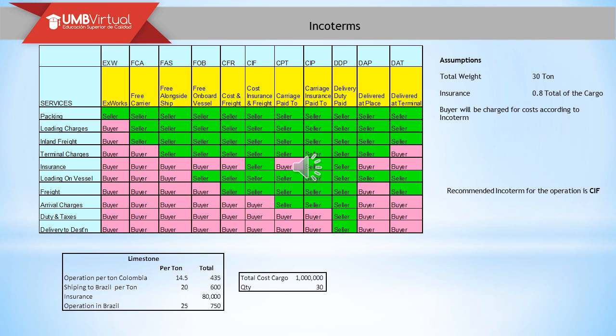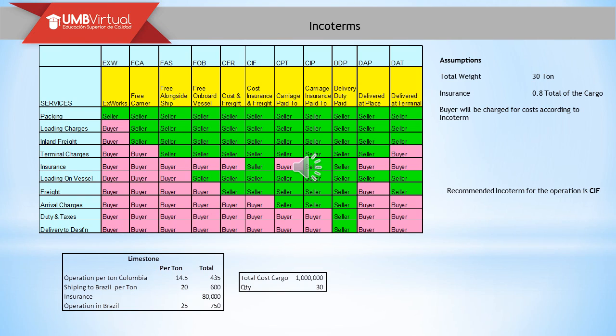And why is that? Because if I am the seller and I'm going to pick an insurance, I'm going to try to do my best in order to protect the cargo. Other responsibilities that we will have under CIF are all the packing, all the lowering charges, as you can see in the table, the inland freight, and the insurance, of course, and loading into the vessel and the freight, of course, and no more.